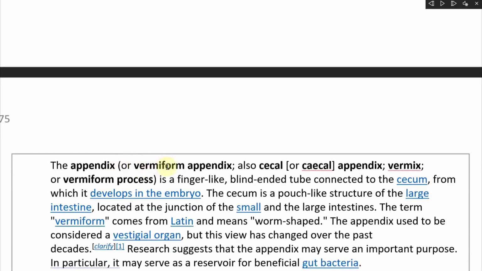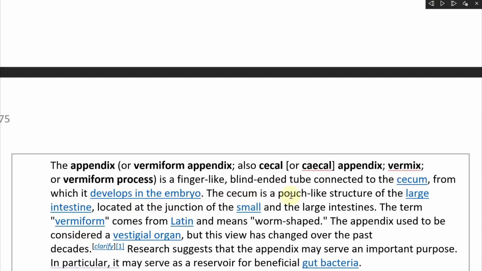And the appendix or vermiform, see the pronunciation? Vermiform appendix. Also right here, this is the cecal, or cecal with an E there. And then the appendix, also called vermix or vermiform process, is a finger-like blind-ended tube connected to the cecum. See the pronunciation here? Cecum. From which it develops in the embryo.